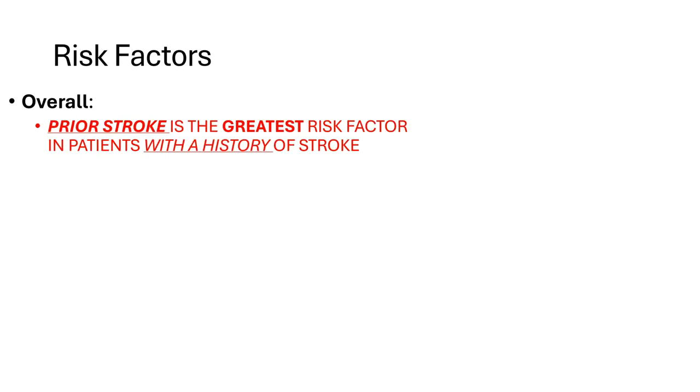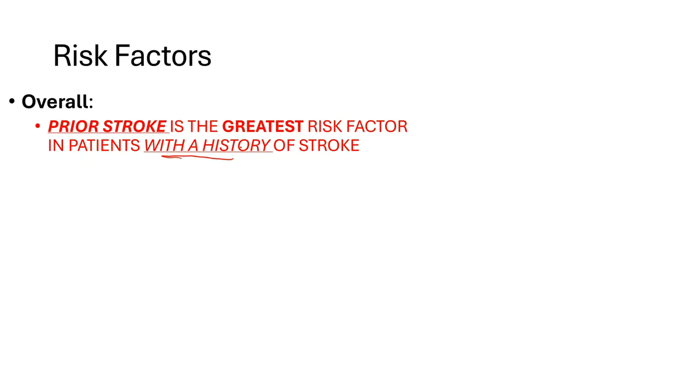Now, without a doubt, a very high yield topic is that prior stroke is the greatest risk factor in patients with a history of stroke. Be on the lookout for someone who presents with high blood pressure, hyperlipidemia, type 2 diabetes, smoking, obesity, etc., and 25 years ago they had a stroke. That prior history of stroke will be this individual's highest risk factor for stroke.